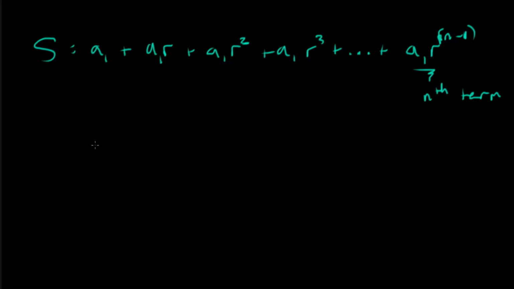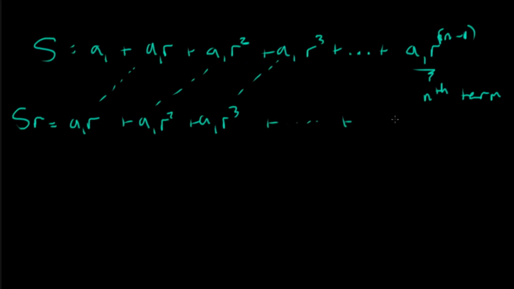If you've tried that and it failed, there's actually a really sneaky way to do this in a different way than the arithmetic sequence. I'm going to multiply this whole thing by r. So I'm going to get s times r. I'm going to get a1r, a1r squared, a1r cubed. Notice that I have similar terms here. And my final term is going to be a1r to the n.